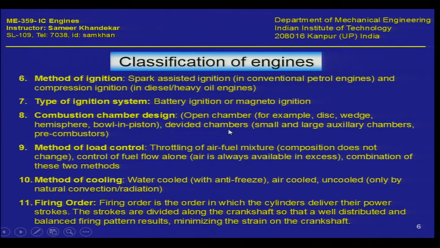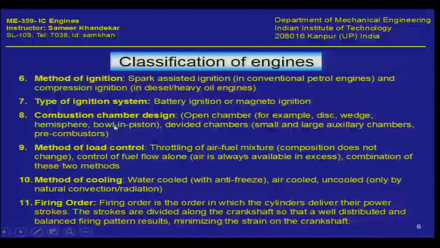Okay. You can also have divided chambers, for example, you can do the combustion in two different small chambers, one is an auxiliary chamber, one is a main chamber. So the combustion starts from one chamber and then spreads into the other chamber. Why exactly that is done, why it is needed, what are the advantages, what are the disadvantages, we will discuss in the later lectures.